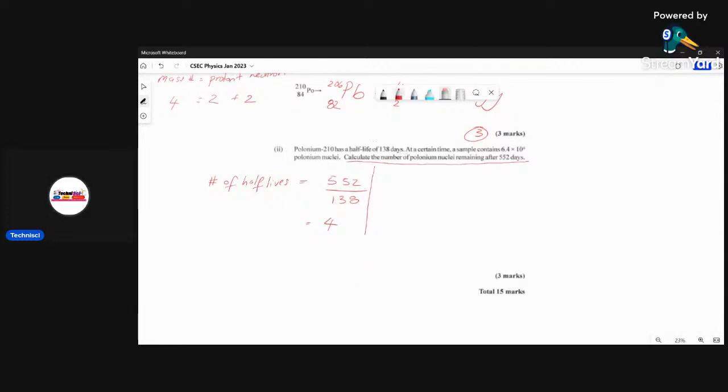I'm still using red ink. I did not even realize. I'm going back to black.